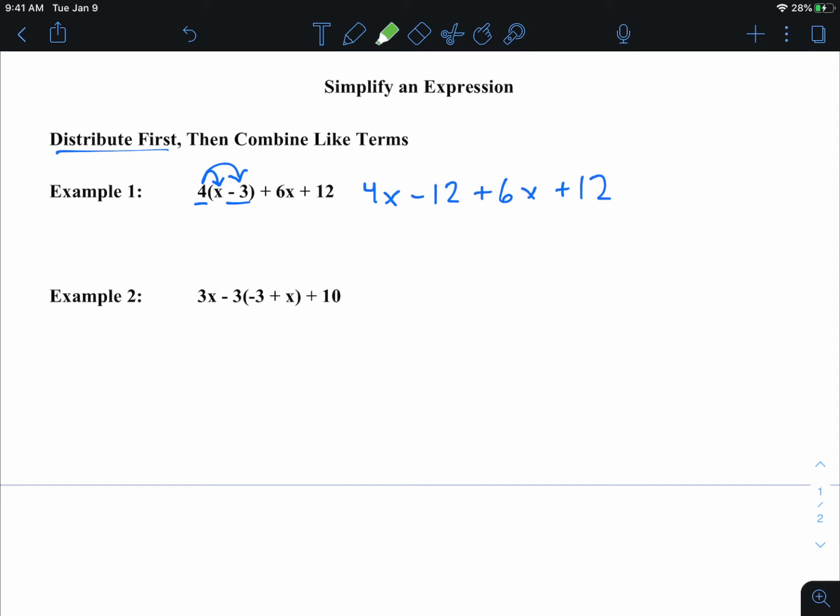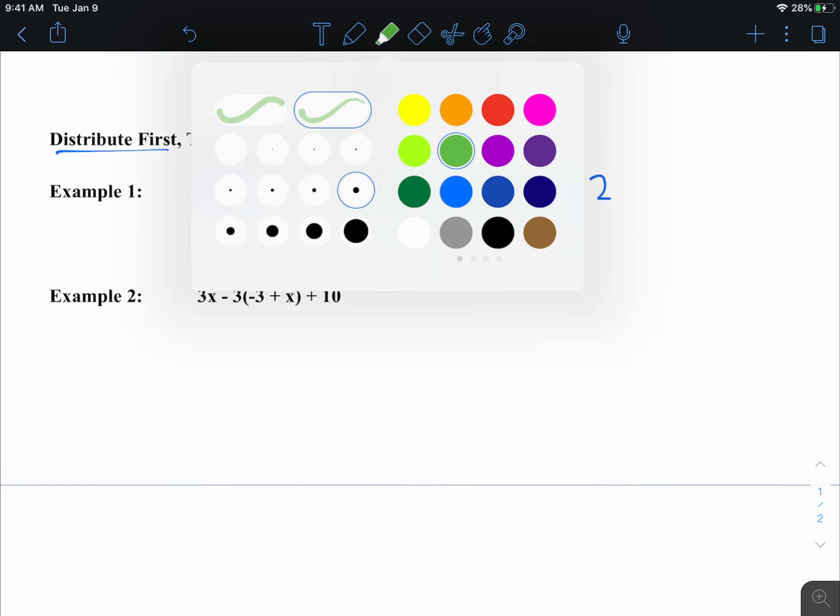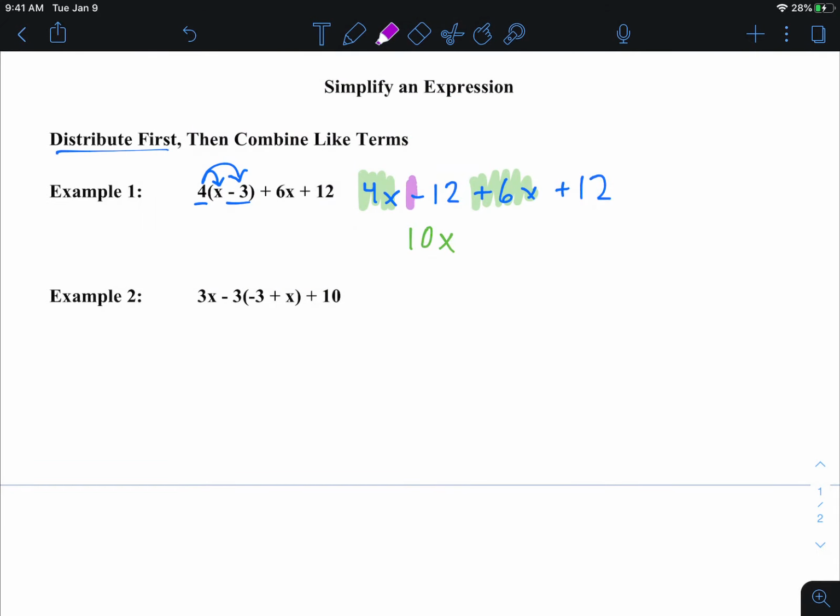Now I'm looking for like terms. So I have 4x and a positive 6x. Those will combine to give me 10x. Then I have a negative 12 and a positive 12.